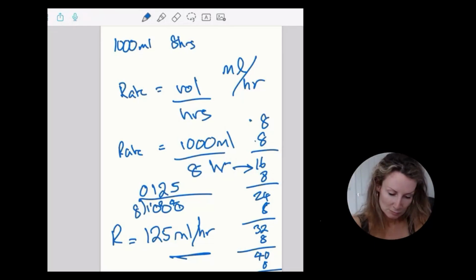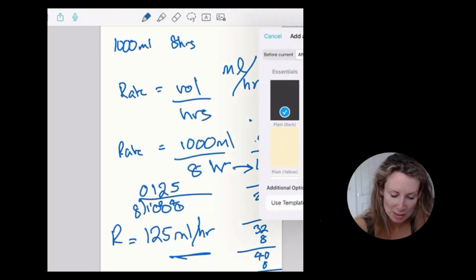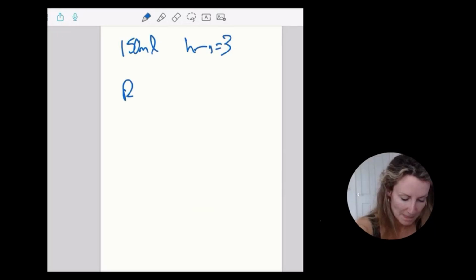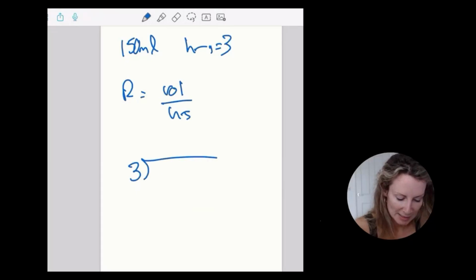I'll do another one. So there's 150 mil. Yeah, continue. And then my infusion is 3 hours. And obviously I need to work out the rate. So you've said it's the volume divided by your hours. So it's 150. I'm putting my 3 on the outside of the table. And then my 150 in. So then 3 goes into 1, it doesn't. So then it makes 3 into 15.